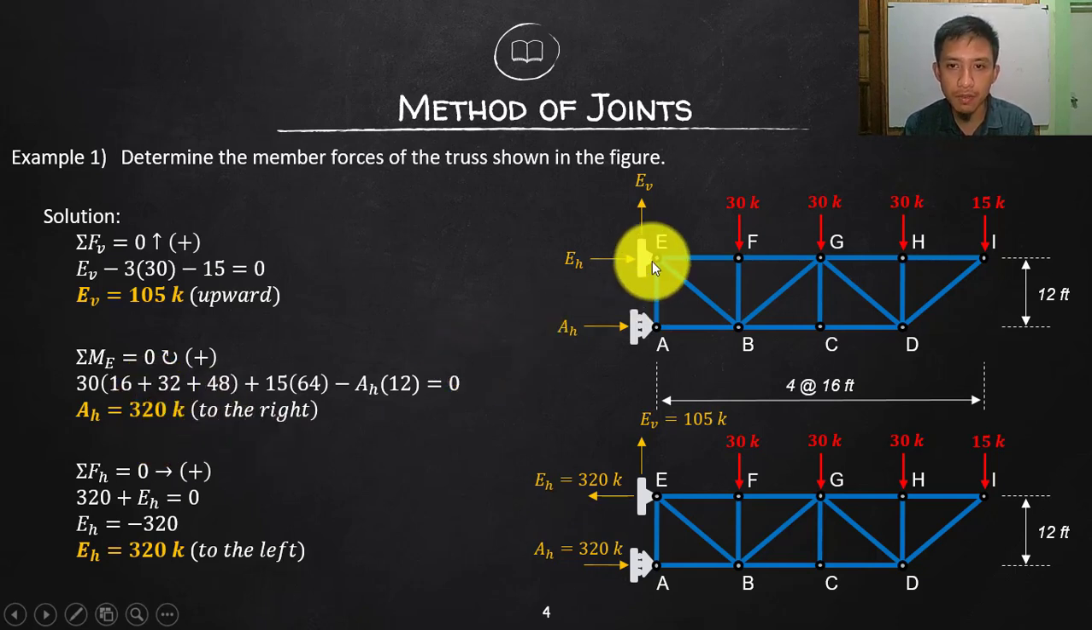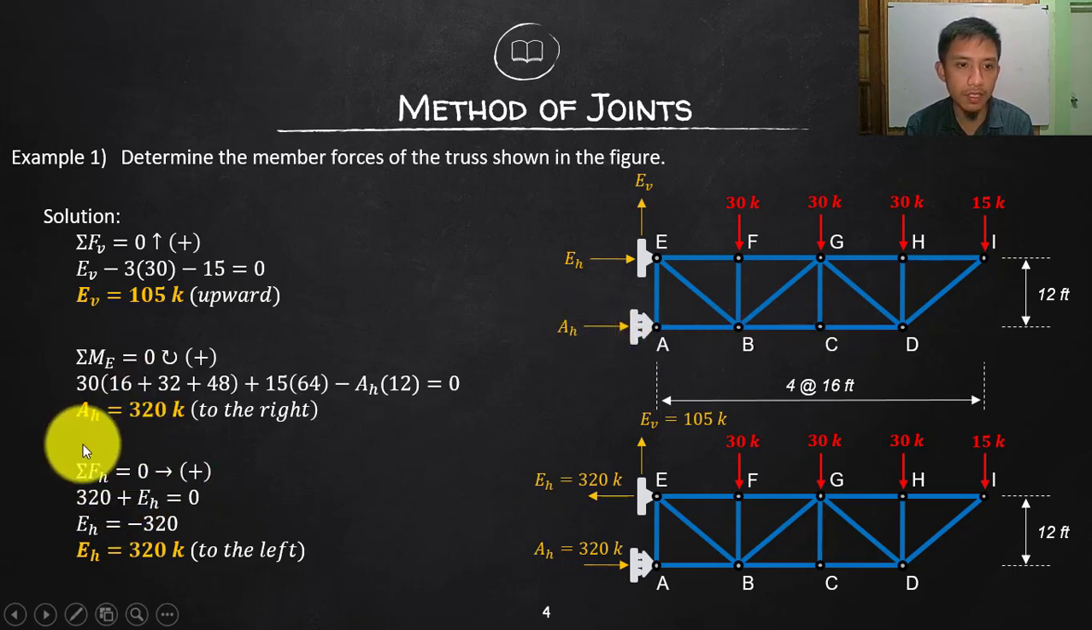Positive, so it means our initial assumption for AH is correct, going to the right. Now finally, if you want, you can take moments at any other points, but I'd rather use the summation of forces horizontal, since that is simpler. If I summate forces horizontal, these are the only two forces horizontal. So AH is going to the right, so positive.